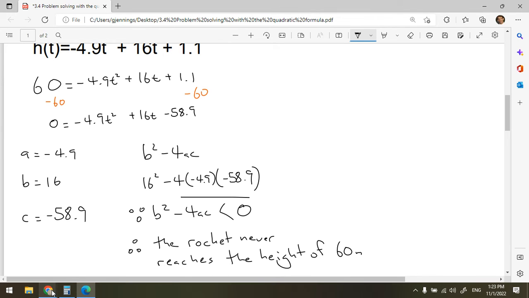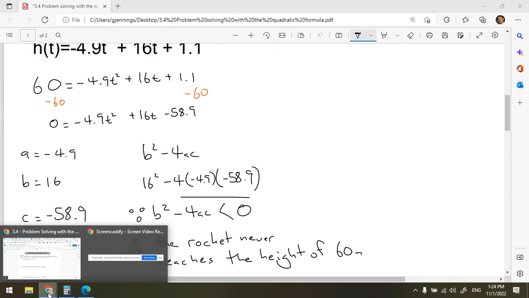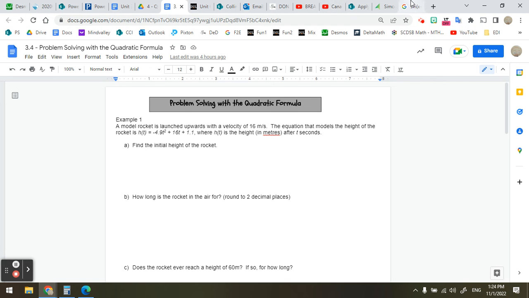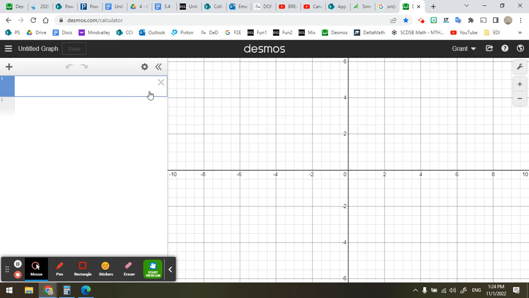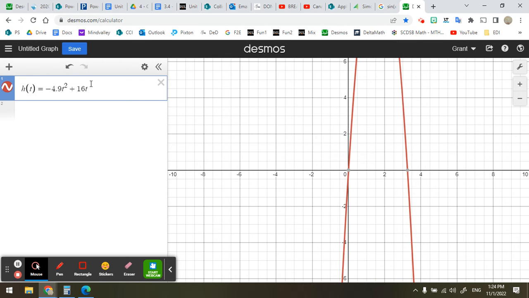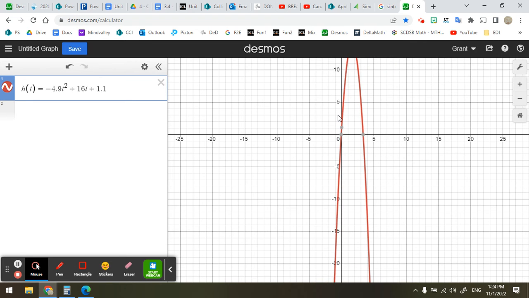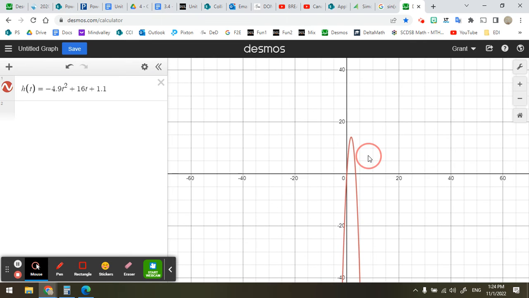So let's go ahead and dump this formula into Desmos here. I only have one Desmos tab open right now. So we were looking at h of t, which was equal to negative 4.9 t squared plus 16t plus 1.1. And we have to zoom out to find how high does this go?